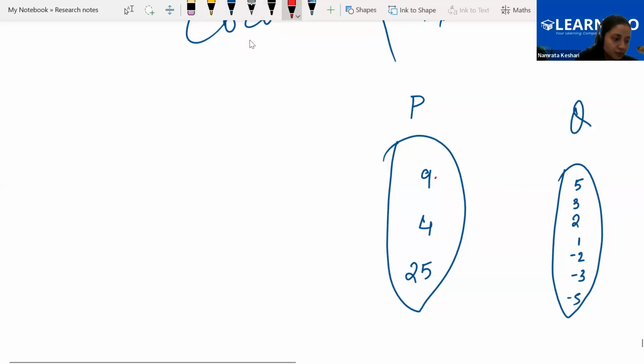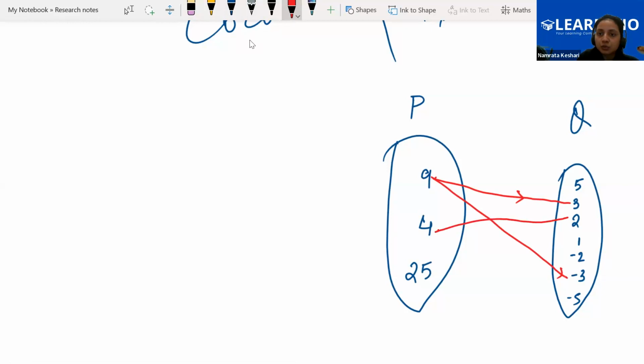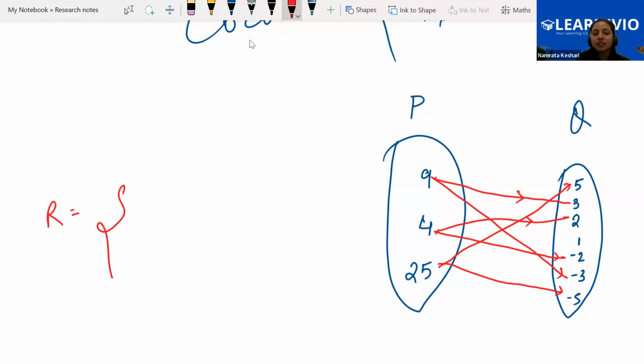Let me make the diagram connected. 9 is going to 3, and 9 is also going to -3. Similarly, 4 is going to 2, and 4 is also going to -2. Similarly, 25 is going to 5, and 25 is also going to -5. Now tell me, relation R, if you have to define the relation the way we did just now, how will you define it? Identify the pattern and let me know.